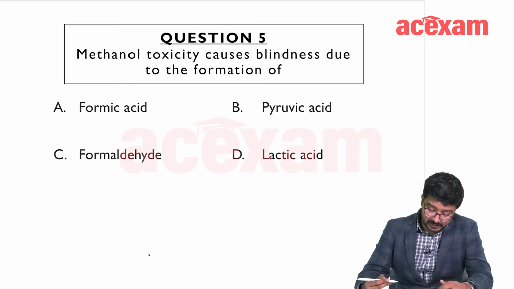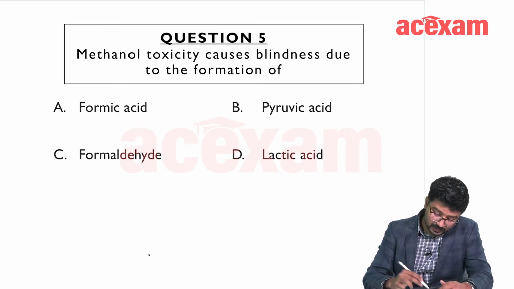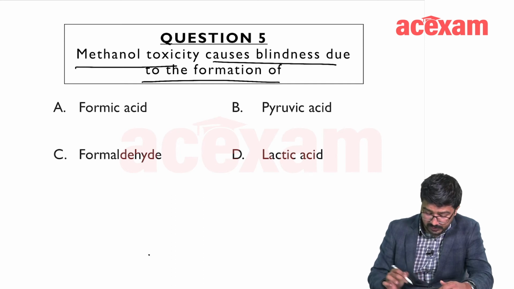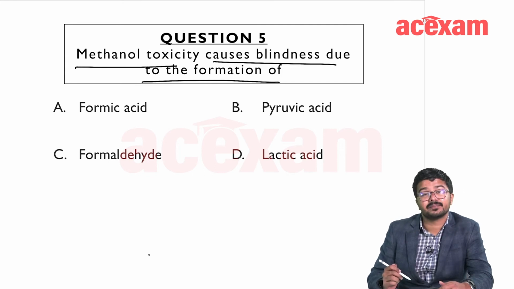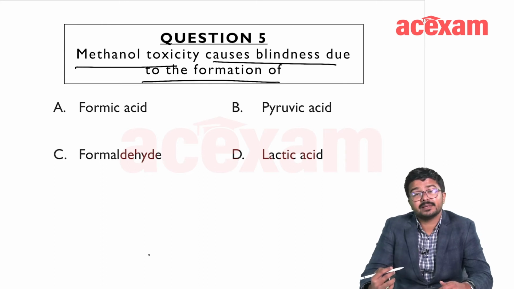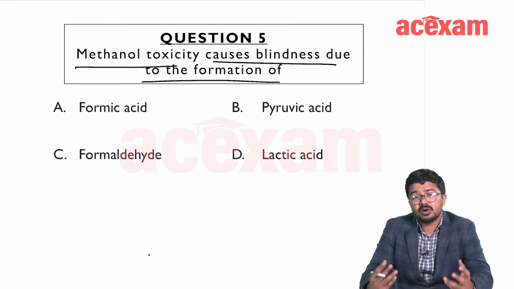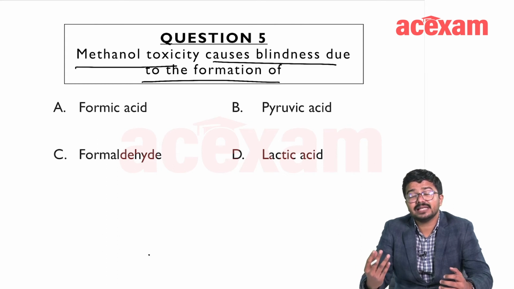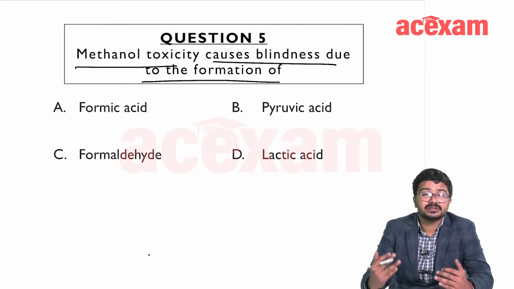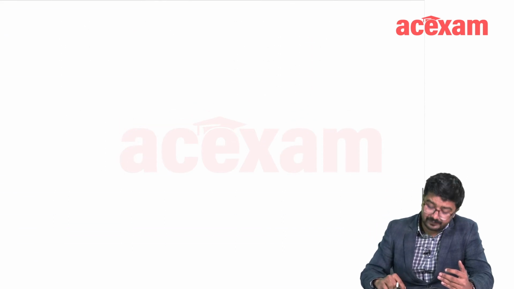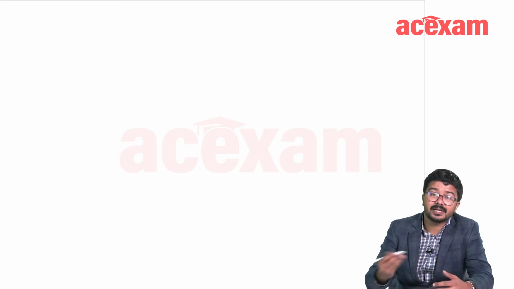Now let us go to the next question, which is question number 5. The question number 5 reads as, methanol toxicity causes blindness due to the formation of formic acid, pyruvic acid, formaldehyde or lactic acid. So first and foremost, you should understand why at all methanol toxicity takes place. Methanol is a component which is present in racing fluids, windshield fluids. So let us say a person has accidentally taken this, because of which there has occurred a toxicity of methanol in his body. So this methanol, after it has entered into his body, will get metabolized.